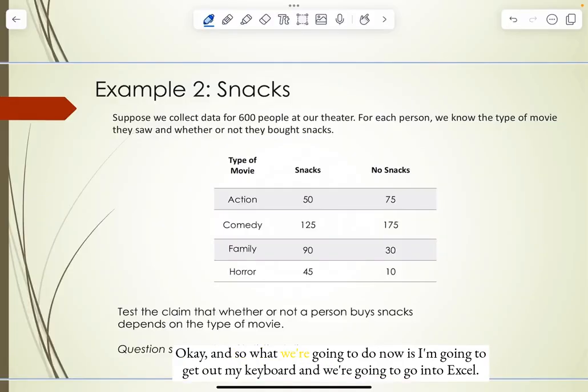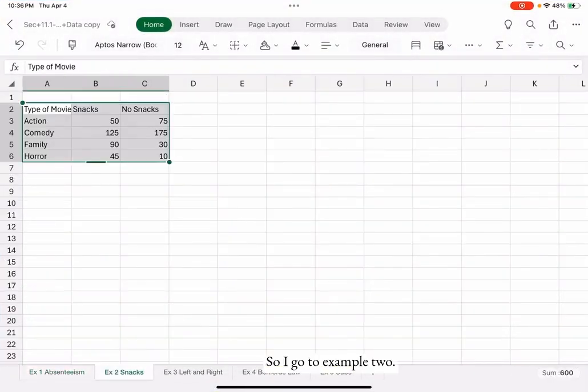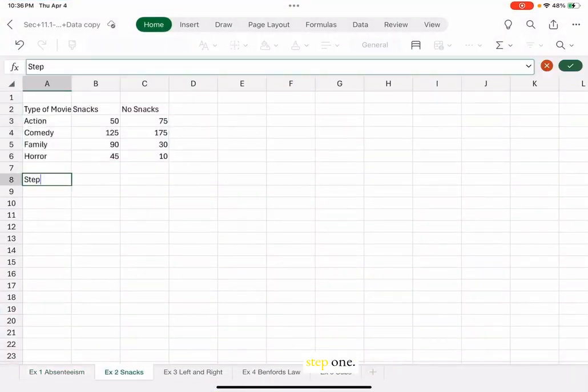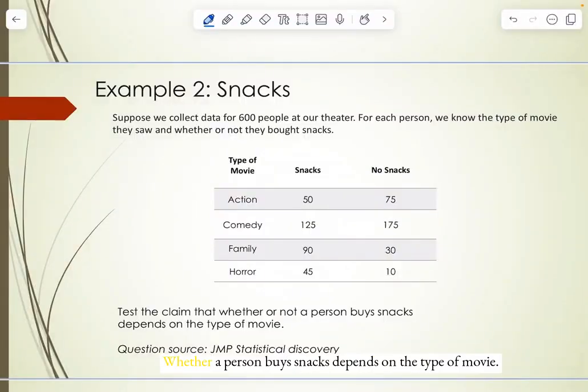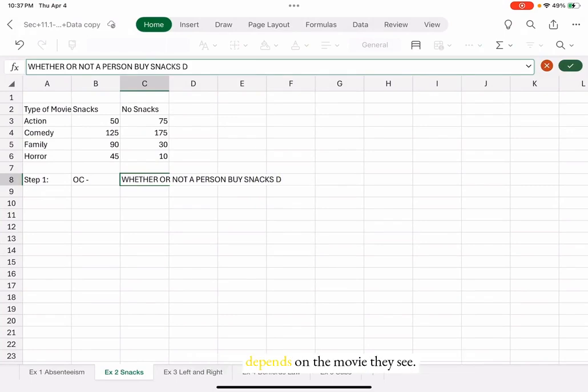Okay, so what we're going to do now is go into Excel and work this problem out. Okay, snacks. So I go to example 2. Step 1, original claim. What was that again? Whether a person buys snacks depends on the type of movie. The original claim is that there is dependence there.